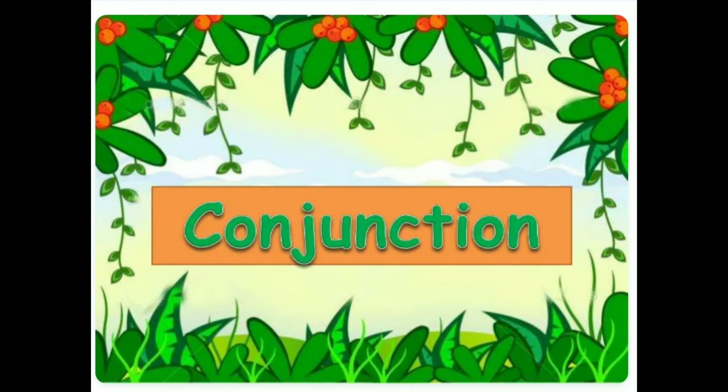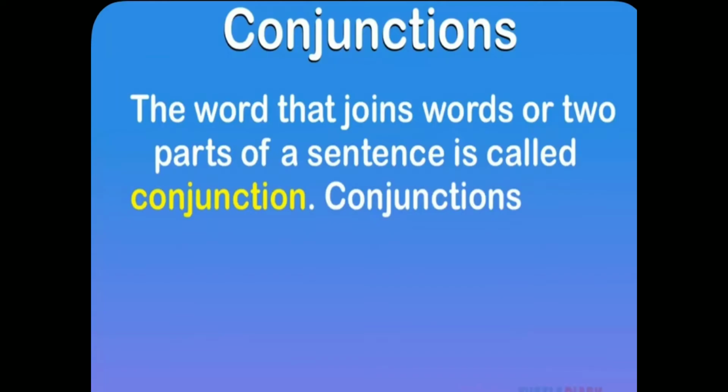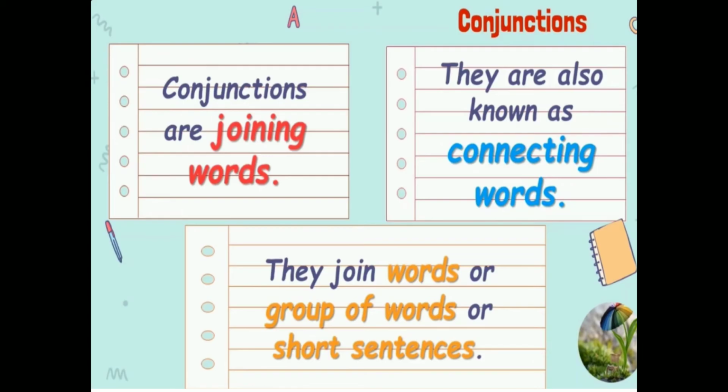First of all, let's understand what you mean by conjunction. The word that joins words or two parts of a sentence is called a conjunction. Conjunctions are joining words. They are also known as connecting words. They join words or groups of words or short sentences in an easy way.